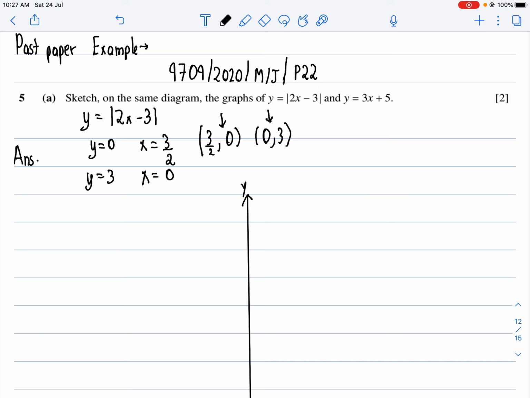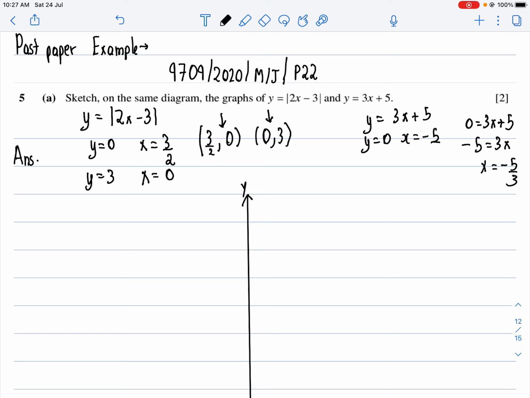Now the linear, which is y equals to 3x plus 5. So first I take my y as 0. So when I take my y as 0, I simply get 0 equals to 3x plus 5. So I simply just get minus 5 equals to 3x, where I get my x basically as minus 5 over 3.